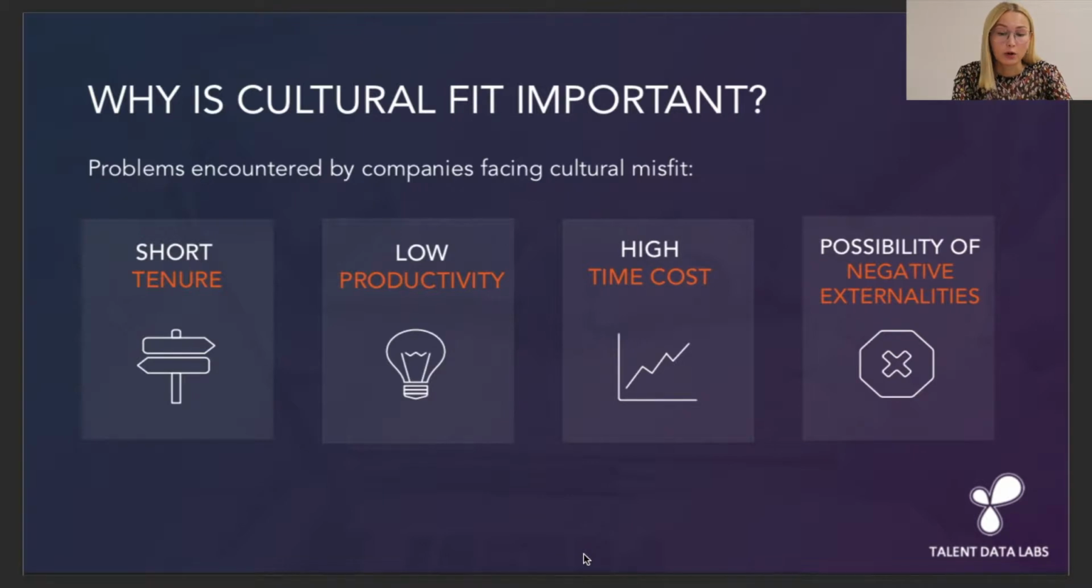So, while looking at cultural fit as important within your company, there are several reasons. First is productivity. Worst fits can lower productivity, while best fits can increase productivity of the company. The second reason is tenure. Misfits won't stay long in the company. Another reason is time cost.